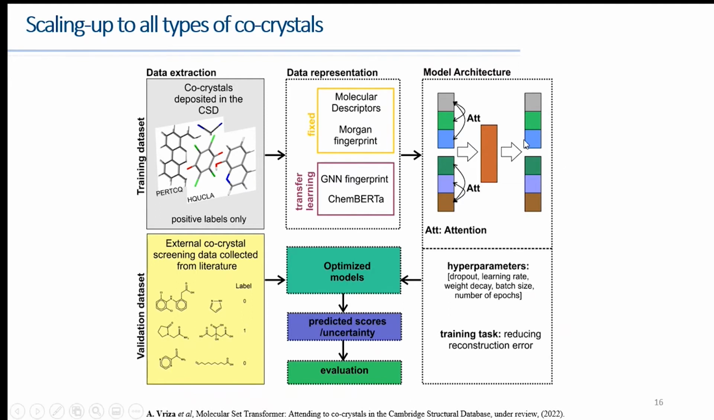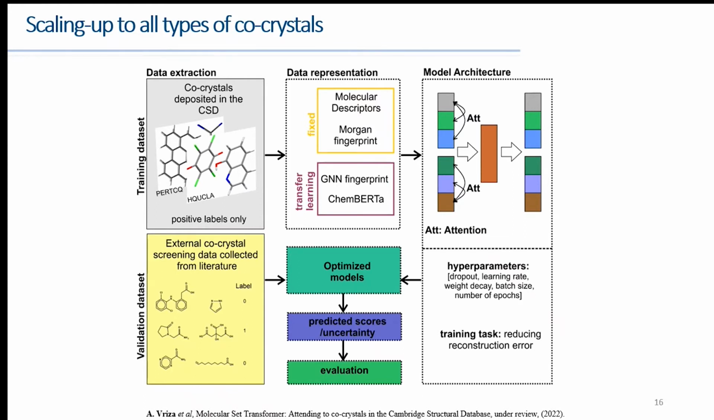After that, we built a model. We used the same one-class classifier as in the pi co-crystals case study, but we adjusted it to add some more hyperparameters, and to have as a training task reducing the reconstruction error of our architecture, which was an autoencoder. At the same time, we were trying to gather some external co-crystal screening data from the literature for which we had knowledge about the labels.